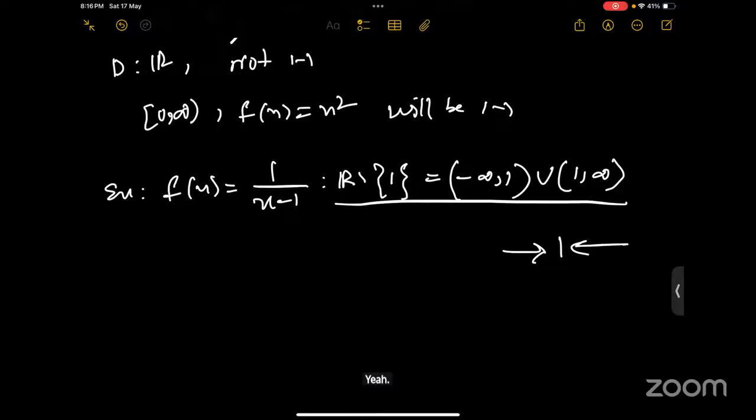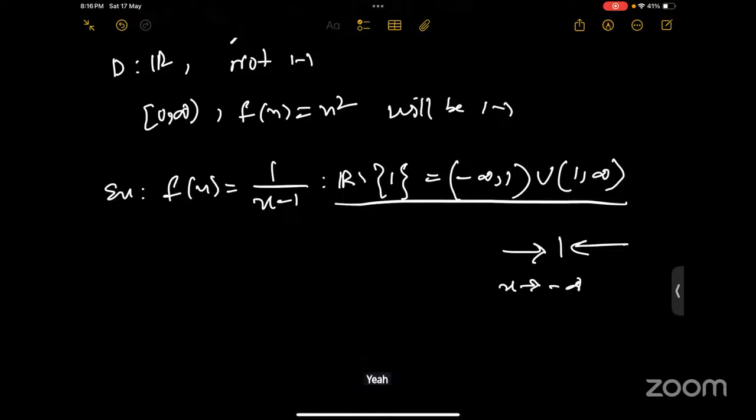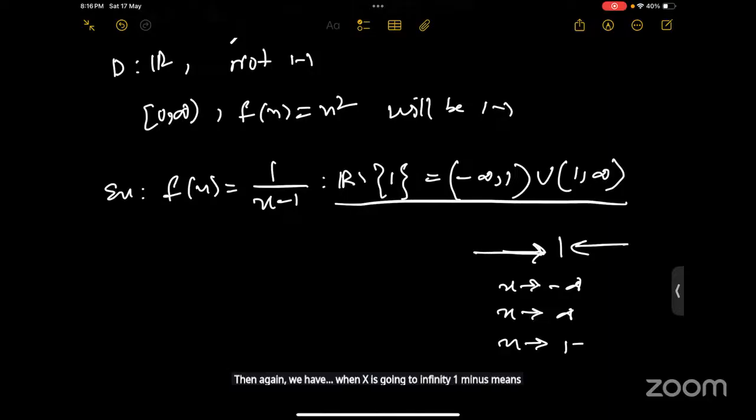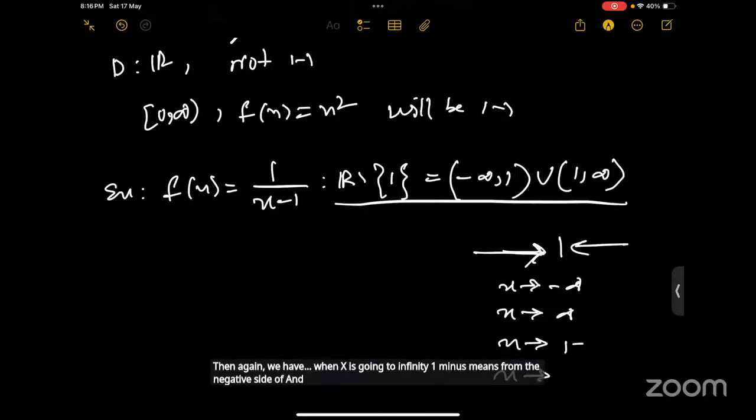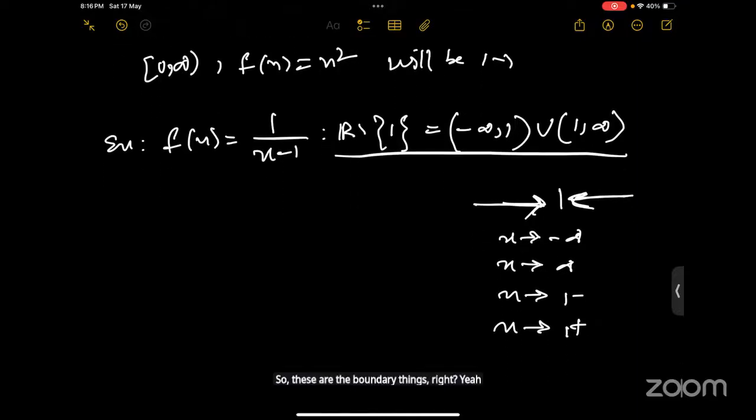It's not just the outside boundary, which is -infinity and positive infinity. We also have to check the behavior of the function when x is going towards infinity. So it is the end behavior of the function, right? And then x tending to 1 minus means from the negative side of 1, and x tending to 1 plus means from the positive side of 1. So these are the boundary things we have to check.